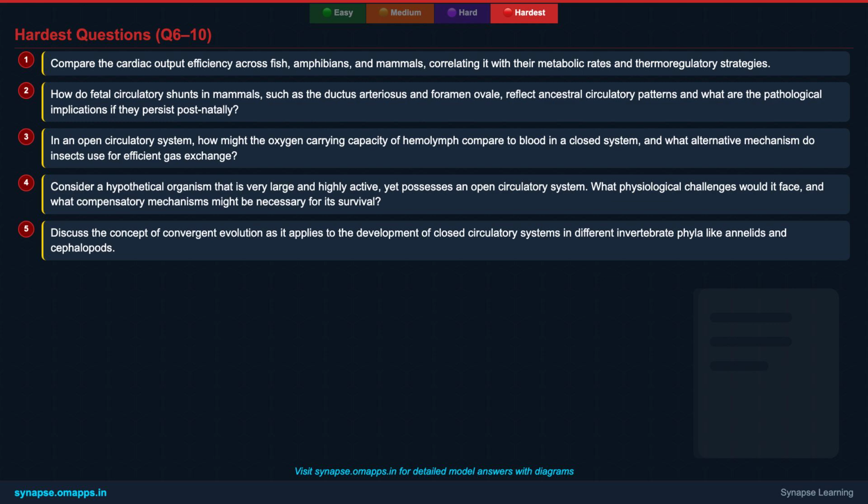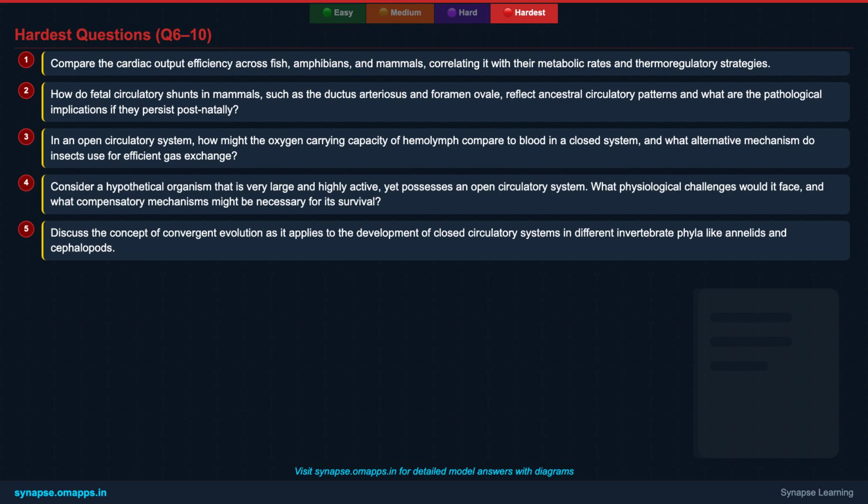Q7. How do fetal circulatory shunts in mammals, such as the ductus arteriosus and foramen ovale, reflect ancestral circulatory patterns, and what are the pathological implications if they persist postnatally? Q8. In an open circulatory system, how might the oxygen-carrying capacity of hemolymph compare to blood in a closed system, and what alternative mechanism do insects use for efficient gas exchange?